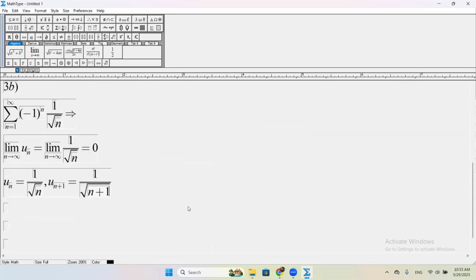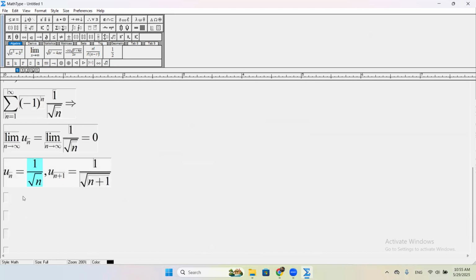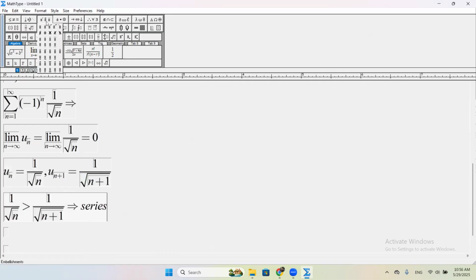And what can we say? How can we compare? So 1 over square root of n is greater than 1 over square root of n plus 1. So the sequence is decreasing. So it means that the series converges according to the Leibniz test.